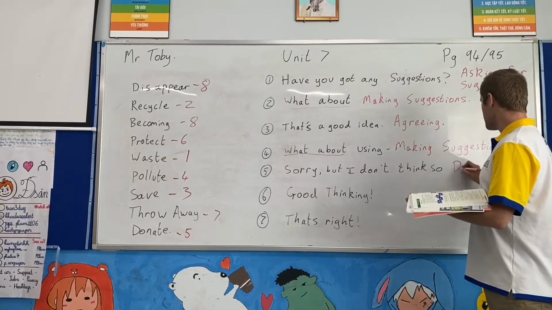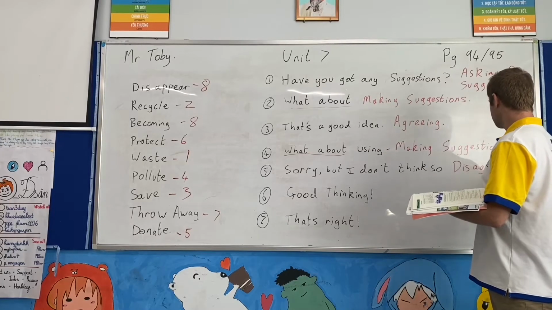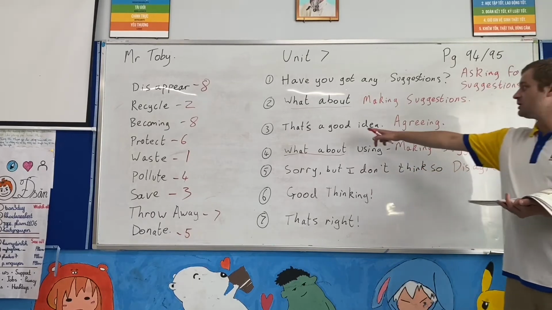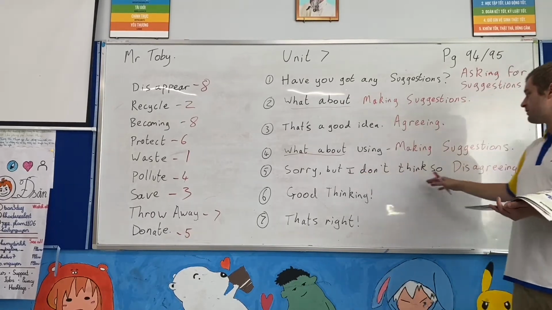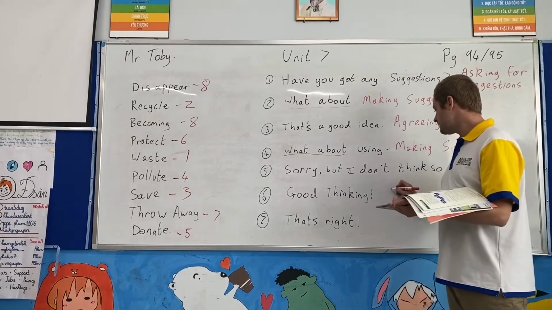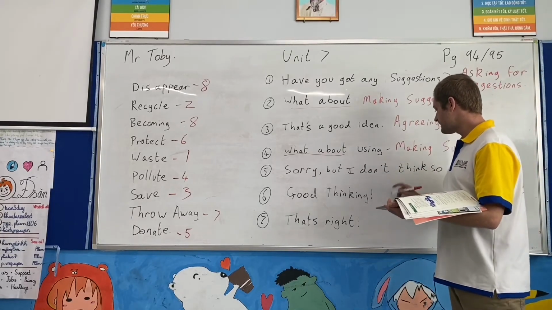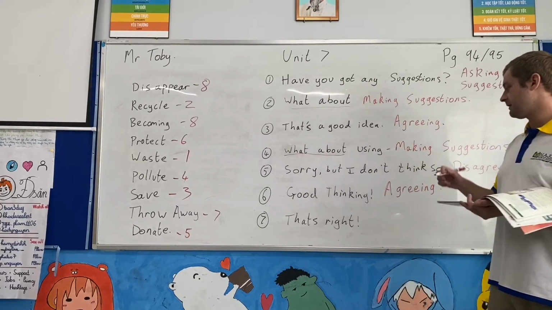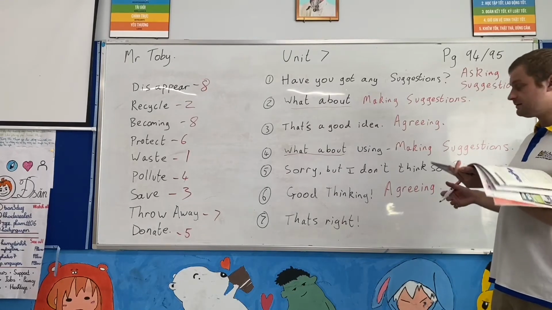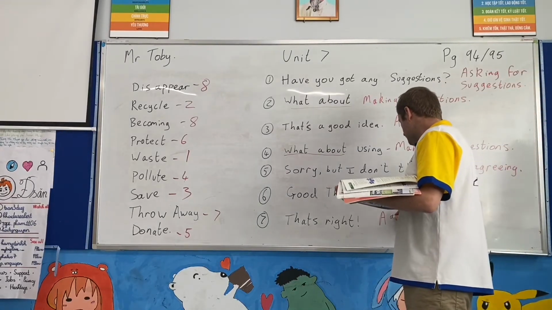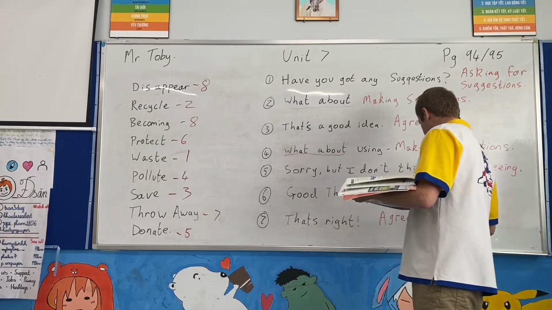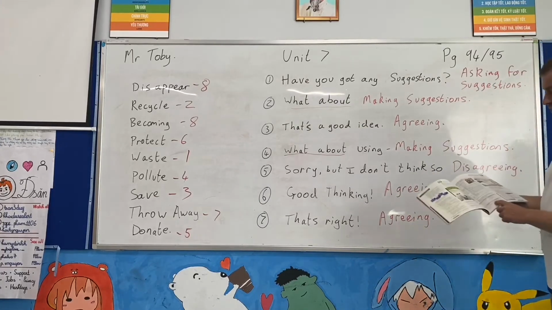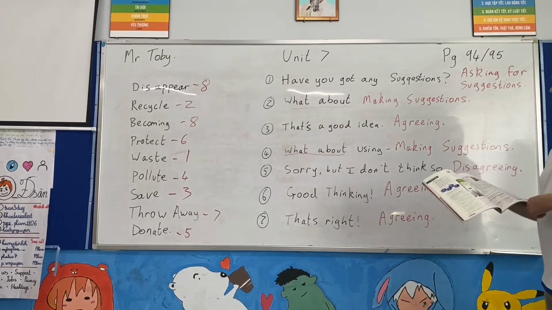Sorry, but I don't think so. Here's disagreeing. I don't think. Good idea, agreeing. Don't think, disagreeing. Good thinking is the same as agreeing. Good thinking. That's right. Also agreeing. Okay? These are your answers, and you can change them to anything in the dialogue below.